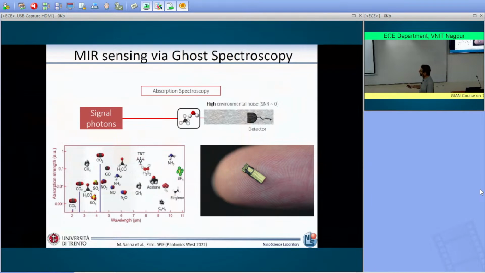So here we have a problem: if we want to sense a gas in an ambient with high environmental noise, at the end you are not able to measure anything anymore, because the noise is overcoming the signal that you are trying to measure. The signal is nothing else than the transmission of your photons through a chamber or through the ambient where you have your gas. So what we tried to do was to implement, in a very small photonic integrated circuit, a gas sensor that is able to work even in the presence of a high environmental noise.